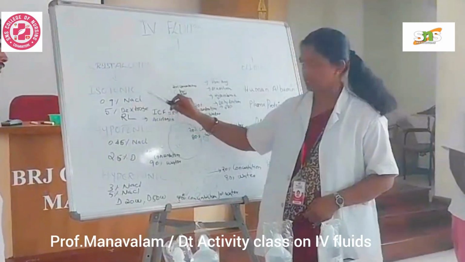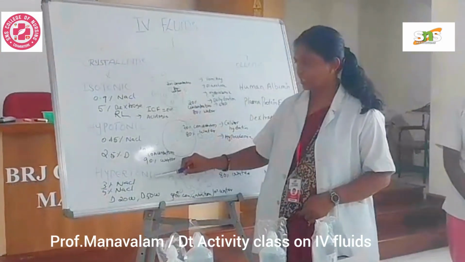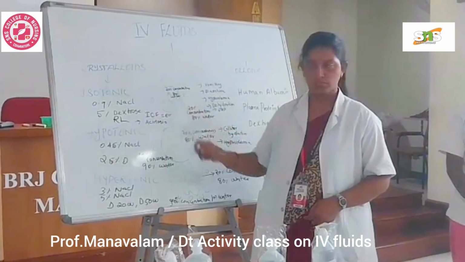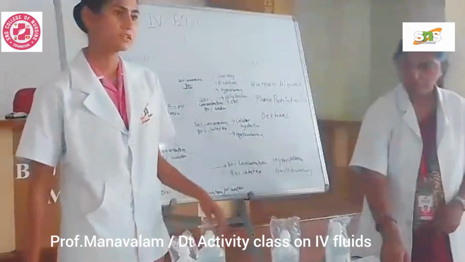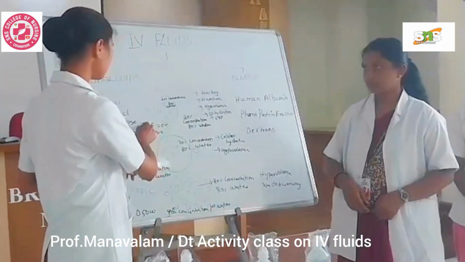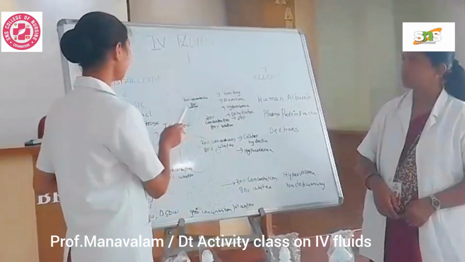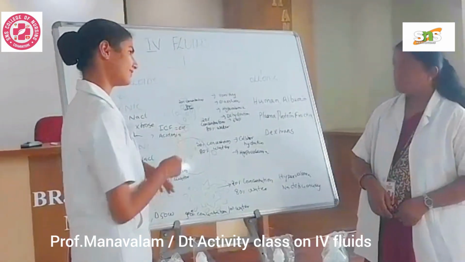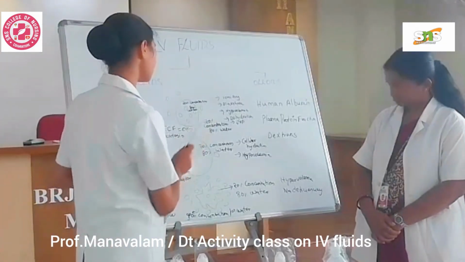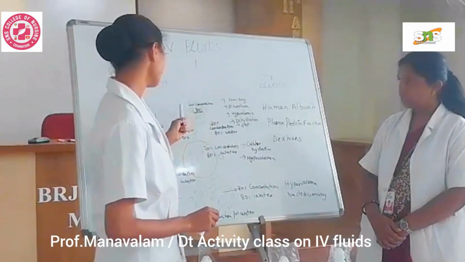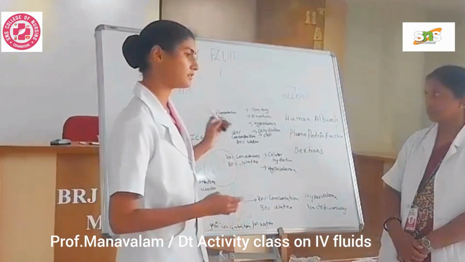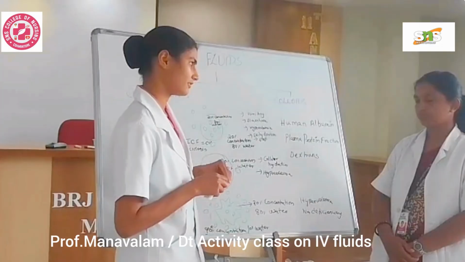There are three types of crystalloid: isotonic, hypotonic and hypertonic. First, Varsha is going to explain the isotonic solution. Isotonic solution means same strength. The extracellular compartment and intracellular compartment have the same concentration of fluid, so there will be no shift.